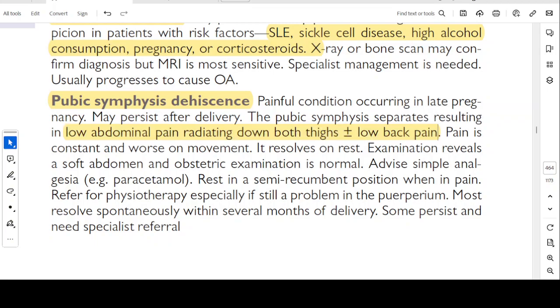Pain is constant and worse on movement. It resolves on rest. Examination reveals a soft abdomen and obstetric examination is normal. Advise simple analgesia, for example paracetamol. Rest in a semi-recumbent position when in pain. Refer for physiotherapy, especially if still a problem in the puerperium. Most resolve spontaneously within several months of delivery. Some persist and need specialist referral.